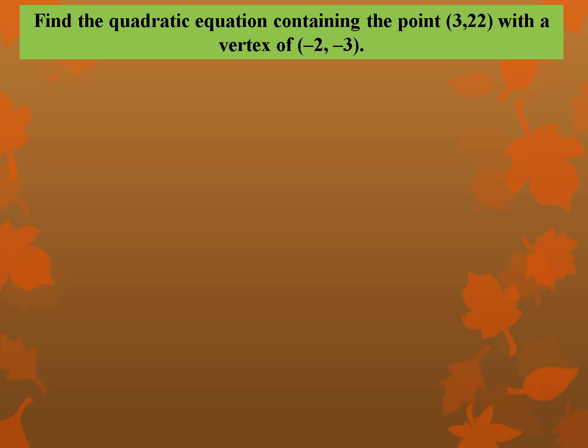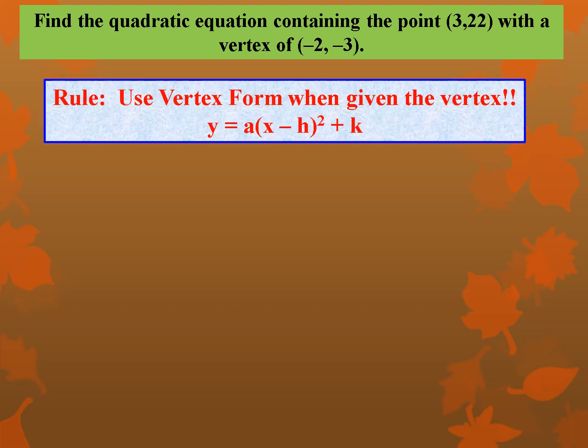So remember, when they give you the vertex, always, always, always, you're going to use vertex form. And remember, when we have you do this, we're not going to have you get involved with that b in front of the x. You're only going to have to worry about a, h, and k. So if you remember from 4.1, my h and k are the vertex, and the point they give me, in this case (3, 22), that's your x, y. So I'm going to substitute in h, k, x, and y.